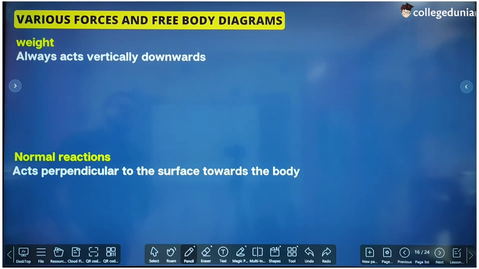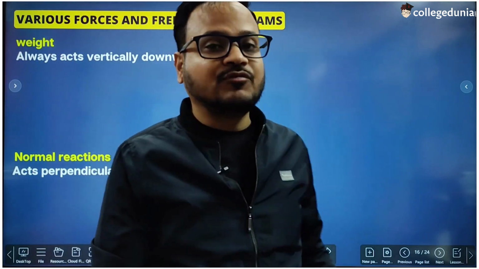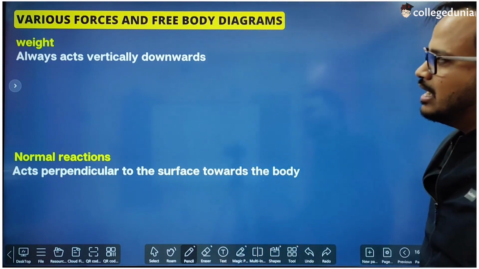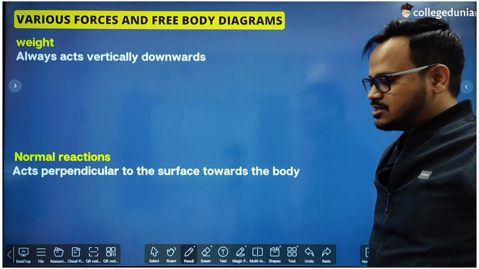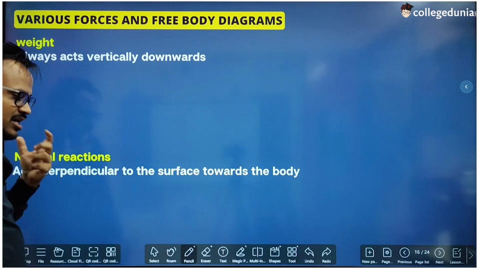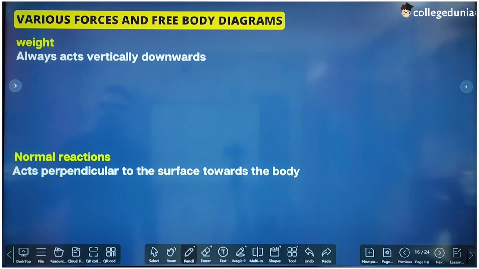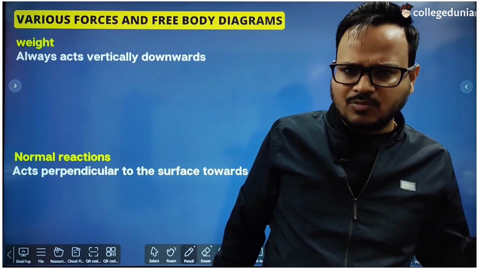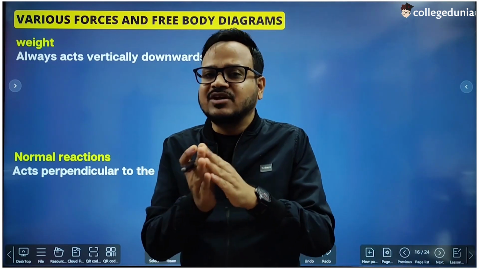Okay, various forces and free body diagrams. Students, before moving further, we have to understand the concept of the different forces that we are going to use in numerical problems after this topic, and how to make free body diagrams and apply the equations. So there are three major forces that we are going to use in different numericals, and the first force is weight. Now what are we going to discuss? We are going to discuss some numericals in which we have to apply some forces on the objects which are not given in the question.